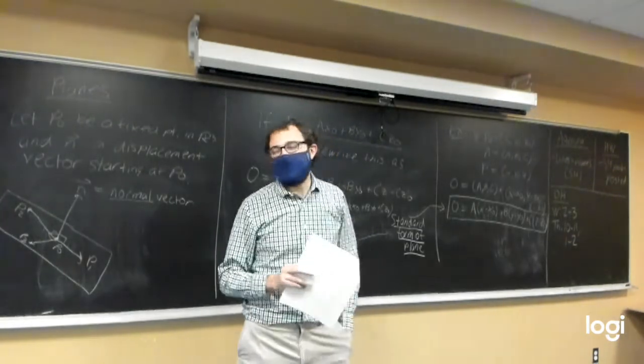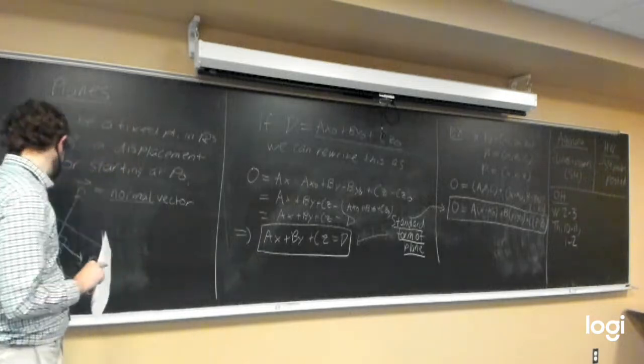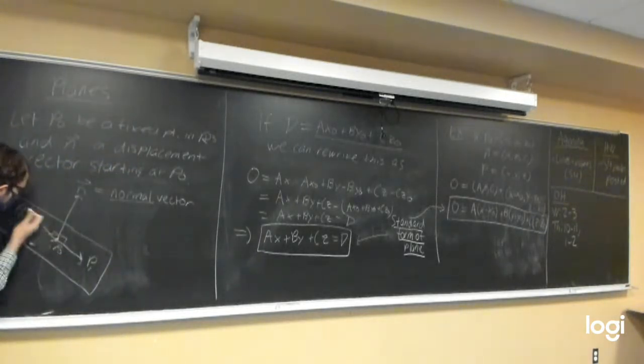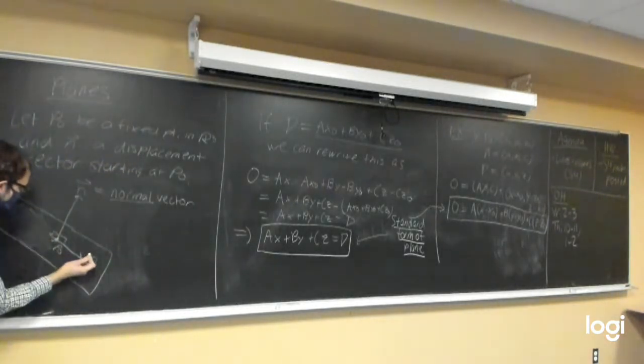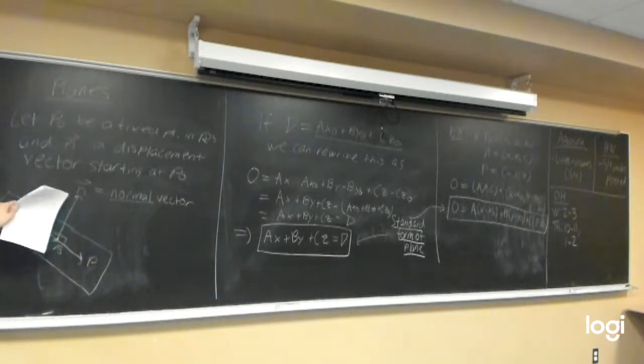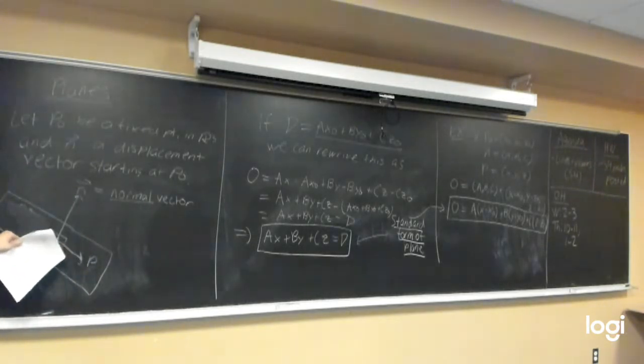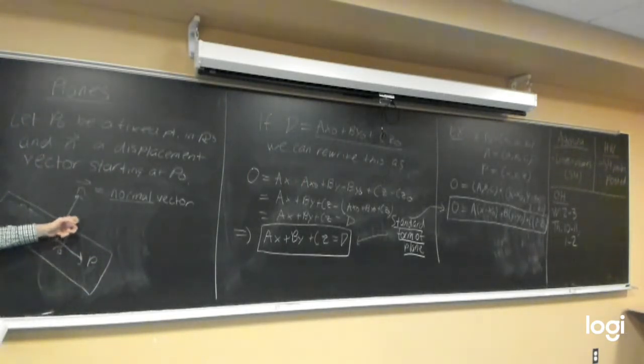You can't really say that n is orthogonal to p or to p naught. Let's squeeze this up a little. Let's say this is our point p here. You can't really say that n is orthogonal to p or to p naught individually, because n can only be orthogonal to other vectors. So all of that comes from the fact that n is orthogonal to the vector going from p naught to p.